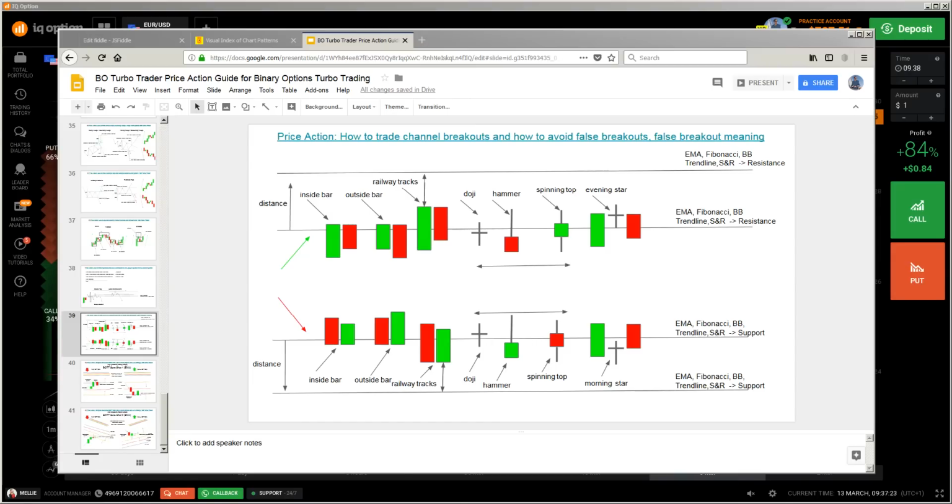Okay, so let me see. This was this. I have finished already, so I try to make it to the end. That was this about breakouts.